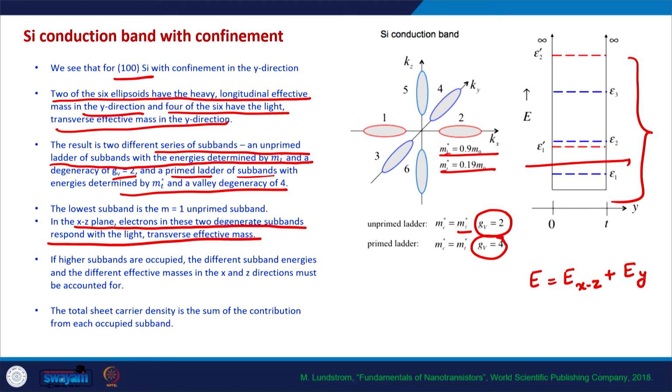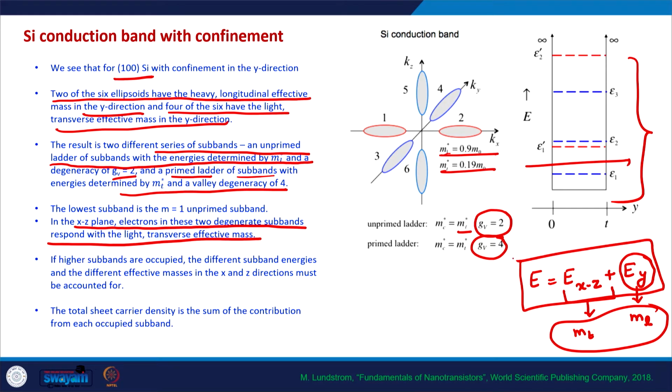So what it means is that this energy in y direction is discrete energy, and in order to calculate this energy we need the longitudinal effective mass, but the electronic mass in xz plane is the transverse effective mass. So this is a subtle point in understanding this, and in calculating various energies or the total energy of electrons in silicon. Okay. So please keep this in mind, and if higher subbands are occupied, the different subband energies and the different effective masses in x and z directions must be taken into account properly.